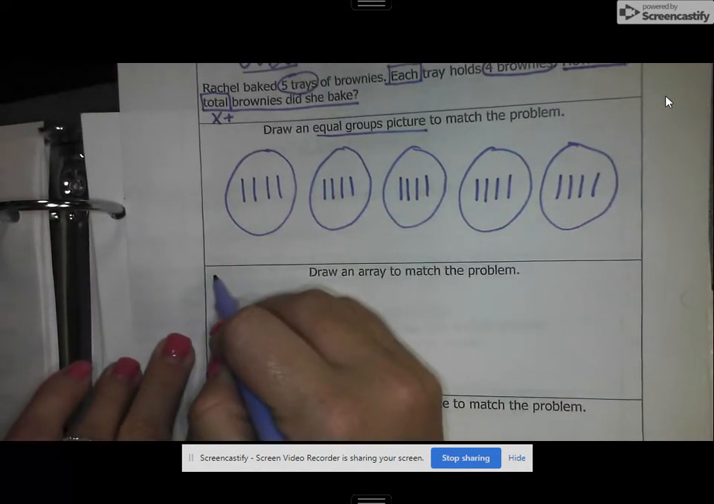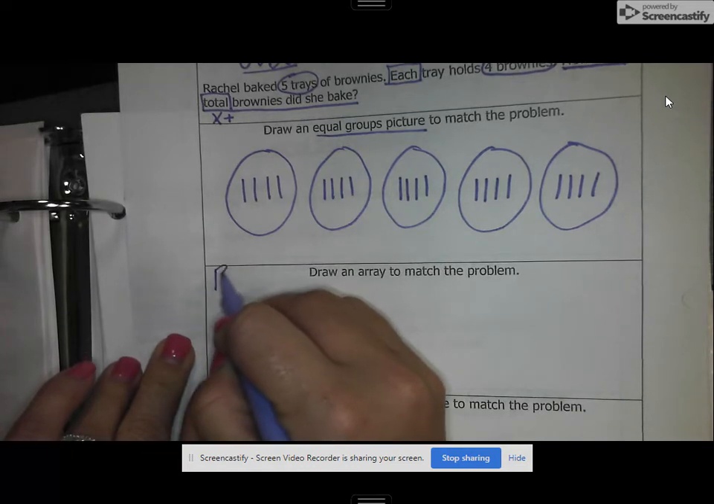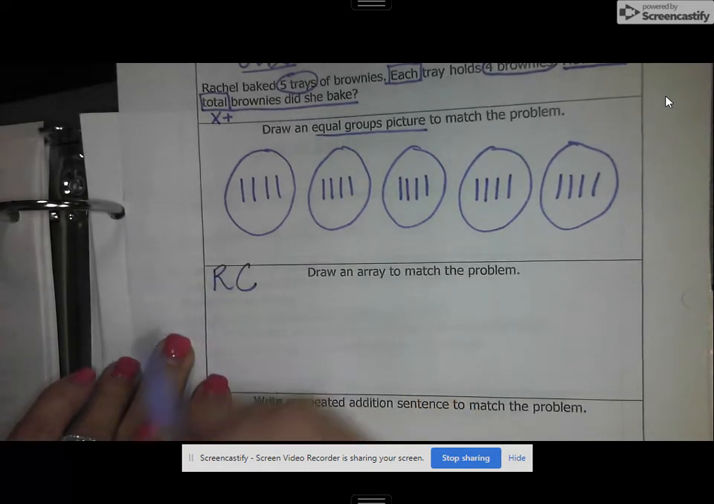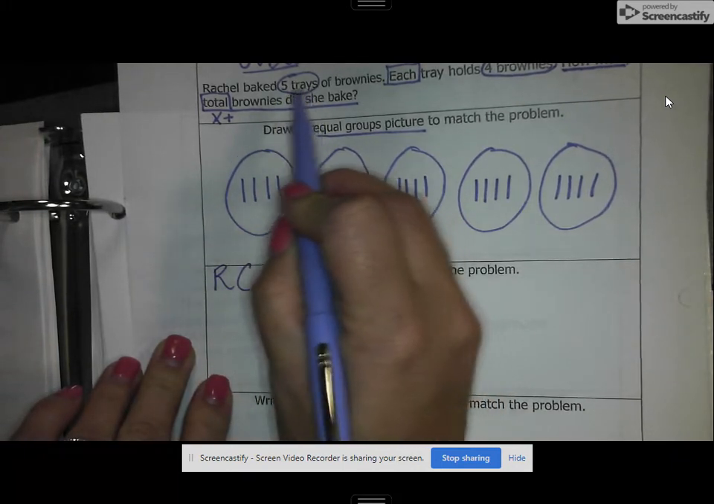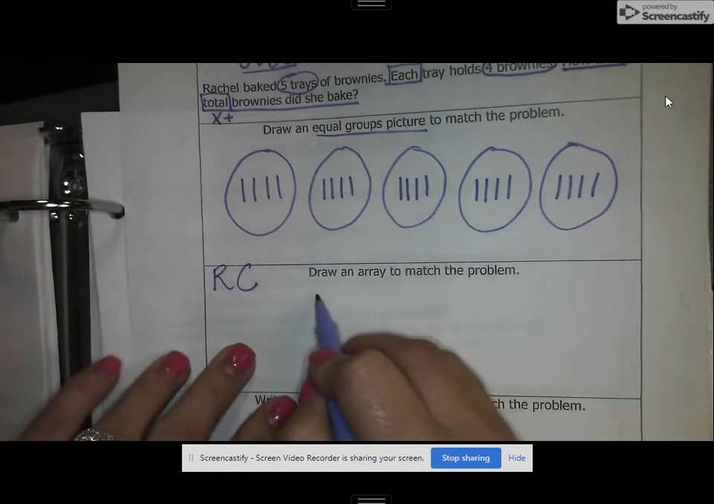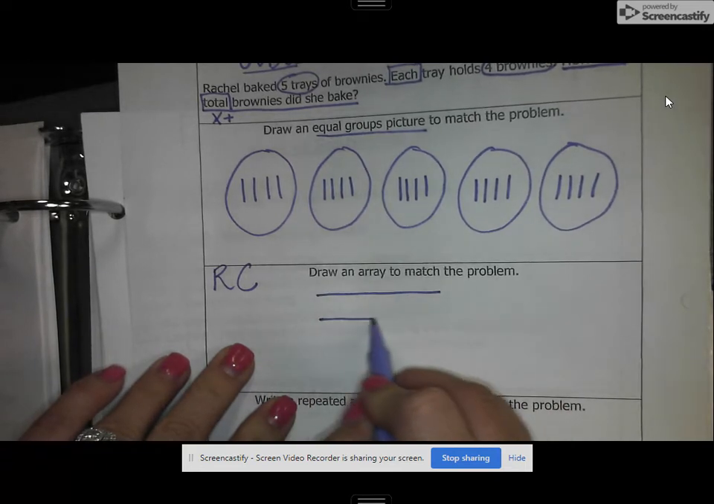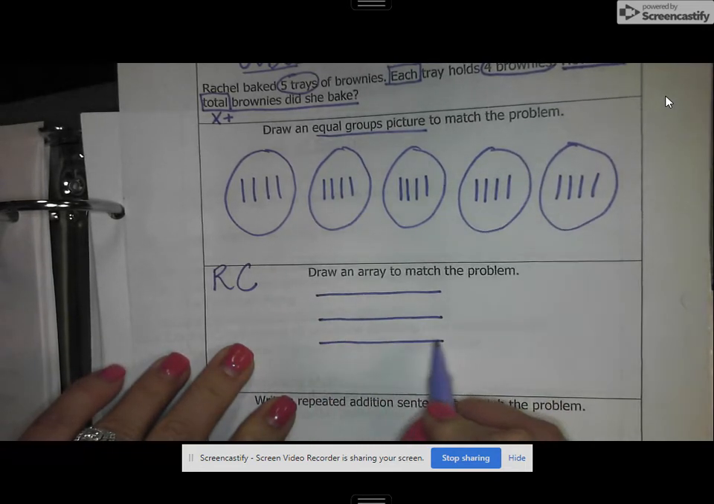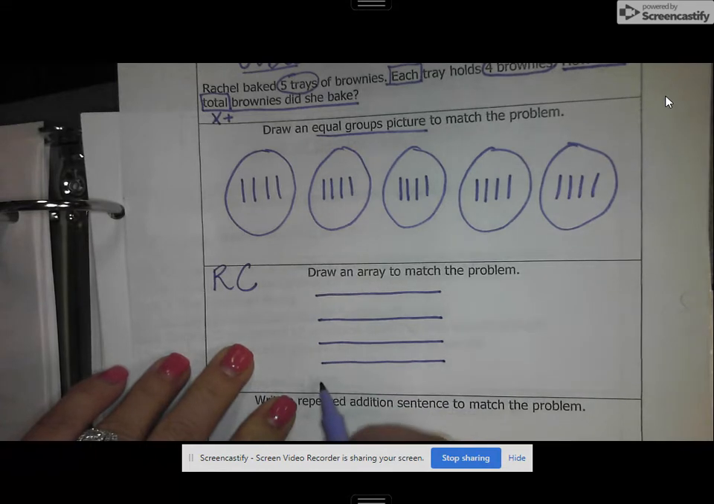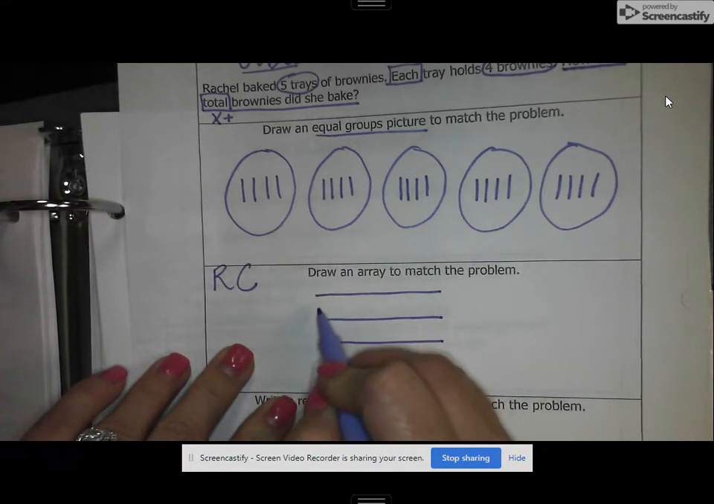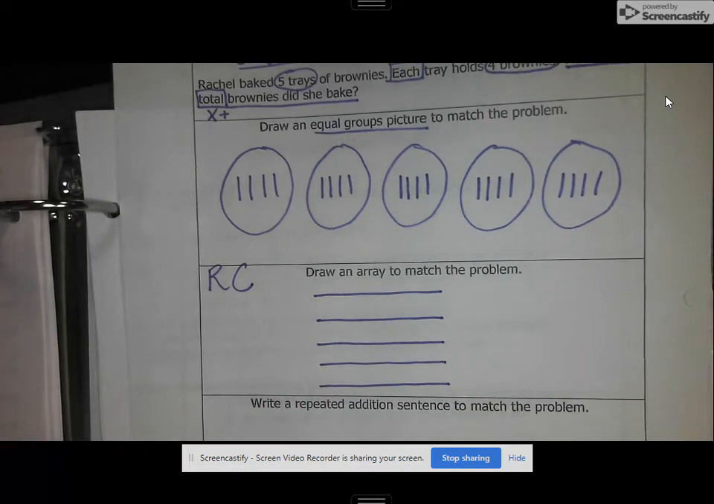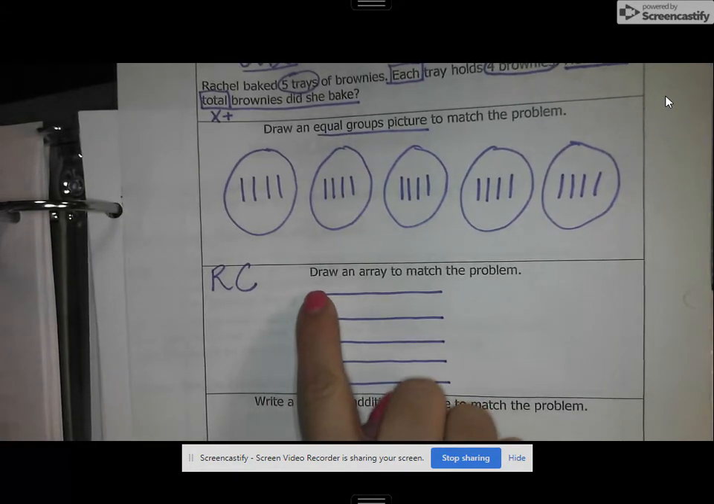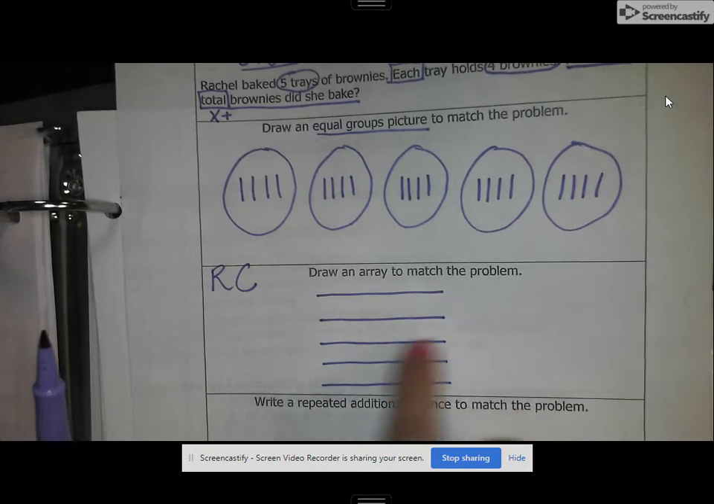The next thing they have to do is the array. So just like we always talk about, rows always comes first, then columns. Race car, rows, columns. So rows is your number of groups, so 5 groups. So they can draw 5 straight lines. We talk about making sure that they stop and start pretty much the same, just so they can have a nice, neat picture. So they can trace with their finger. 1, 2, 3, 4, 5.